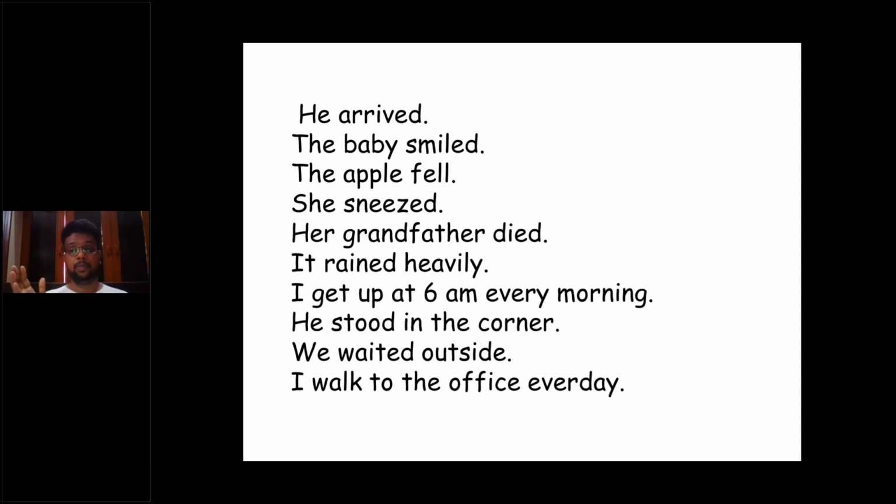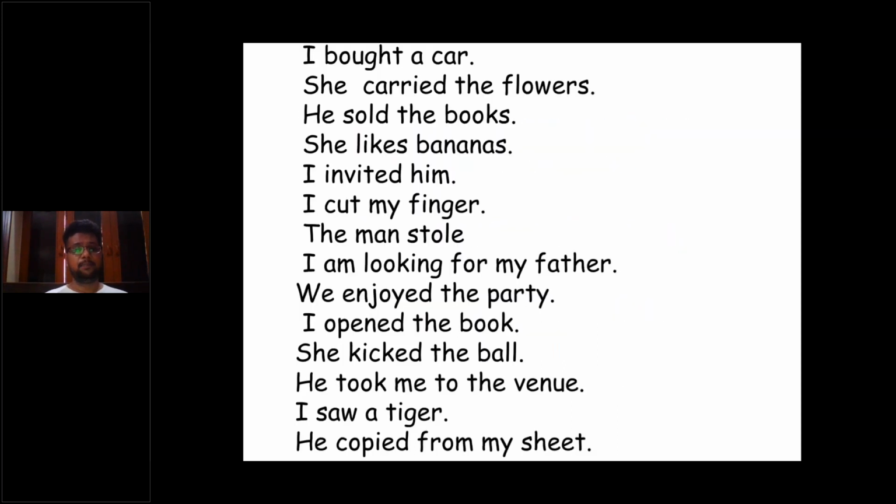It rained heavily. Did you make rain? No. It rained heavily naturally. Now look at these sentences. I invited him. I cut my finger. Something has been done by me. So there are two tricks to learn transitive verbs. The first trick is, in transitive verbs, the action is transferred to the object. Object is necessary and the action is transferred to the object.